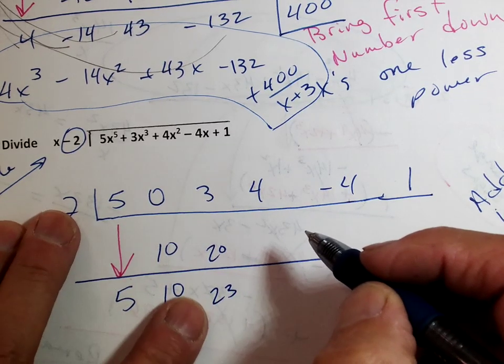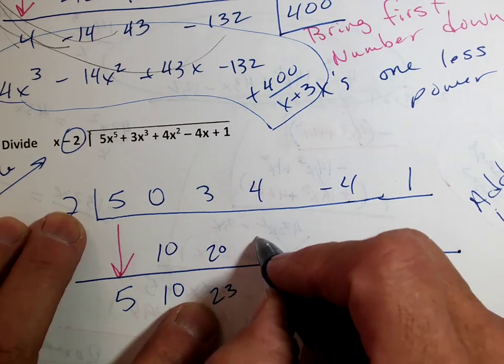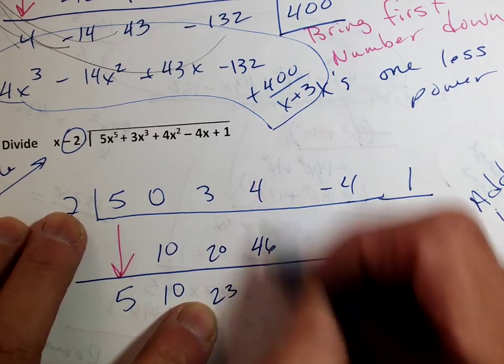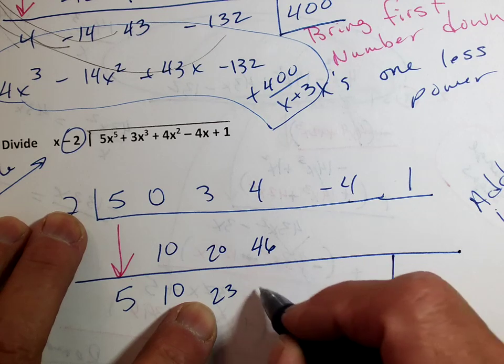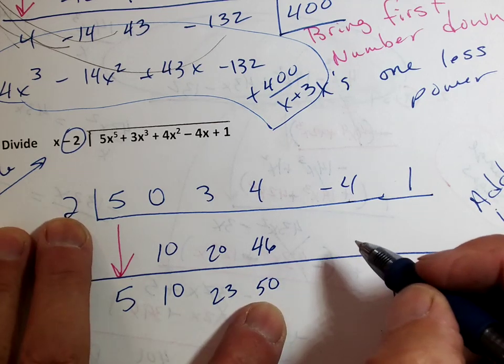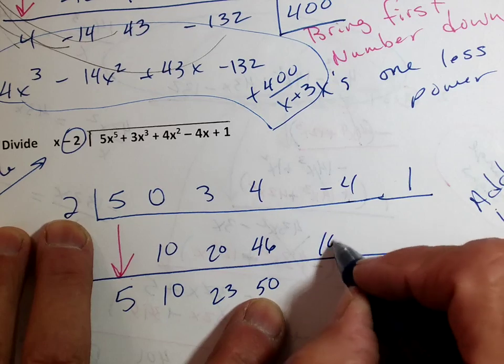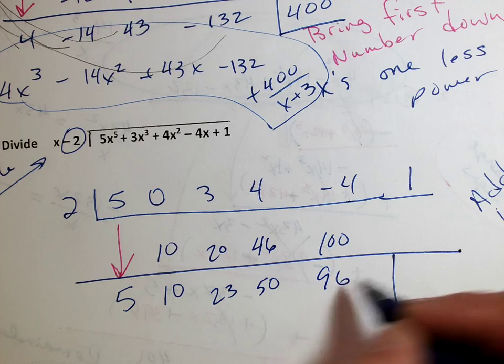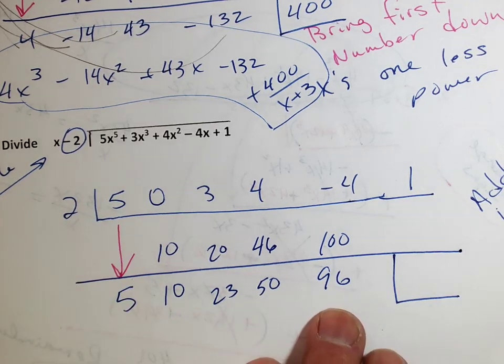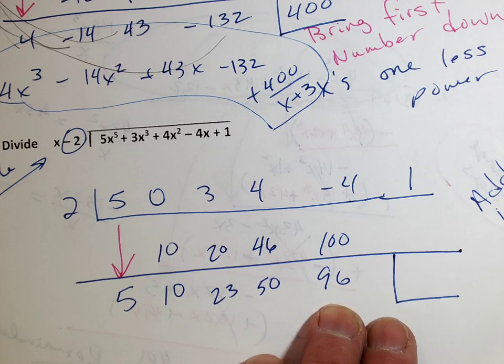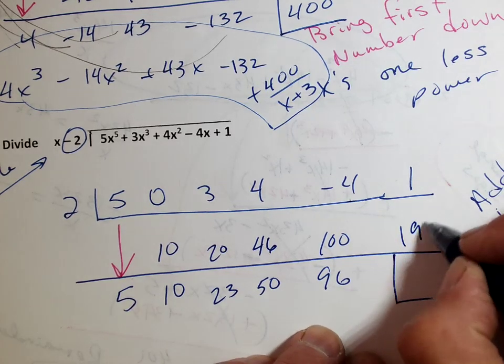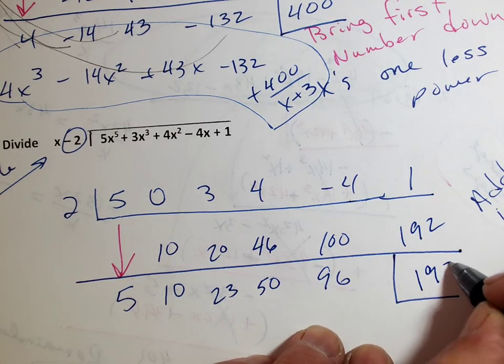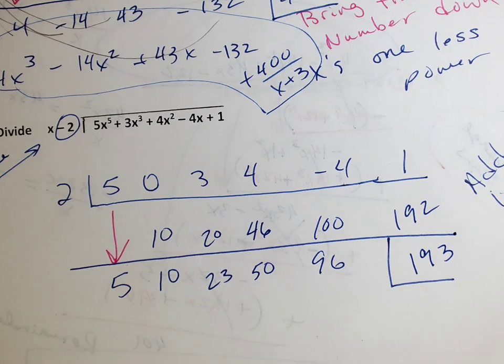Multiply. 2 times 23 is 46. Add. What's that, a 50? Multiply. I get a 100. Add. I get a 96. Multiply. What's that, 100 and 192? Yes. 192, right? Add. 193, okay? Now, I like the box right there because that's my remainder.